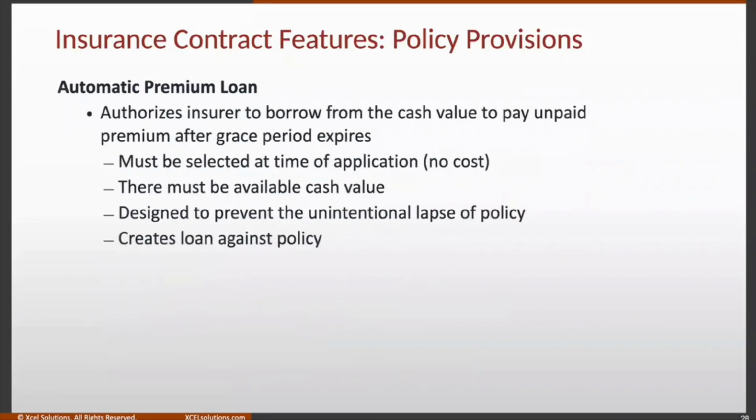Automatic premium loan. This is a provision to many life insurance policies, and this became a provision that a person could choose on their policies since the 80s.